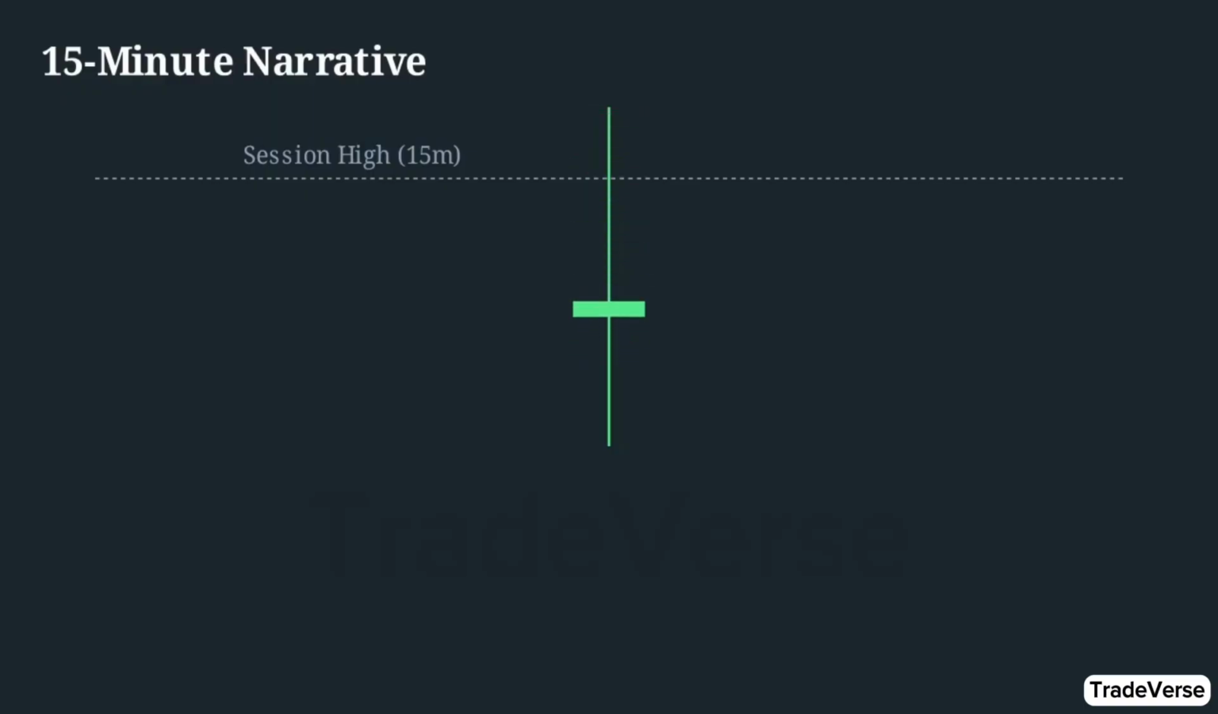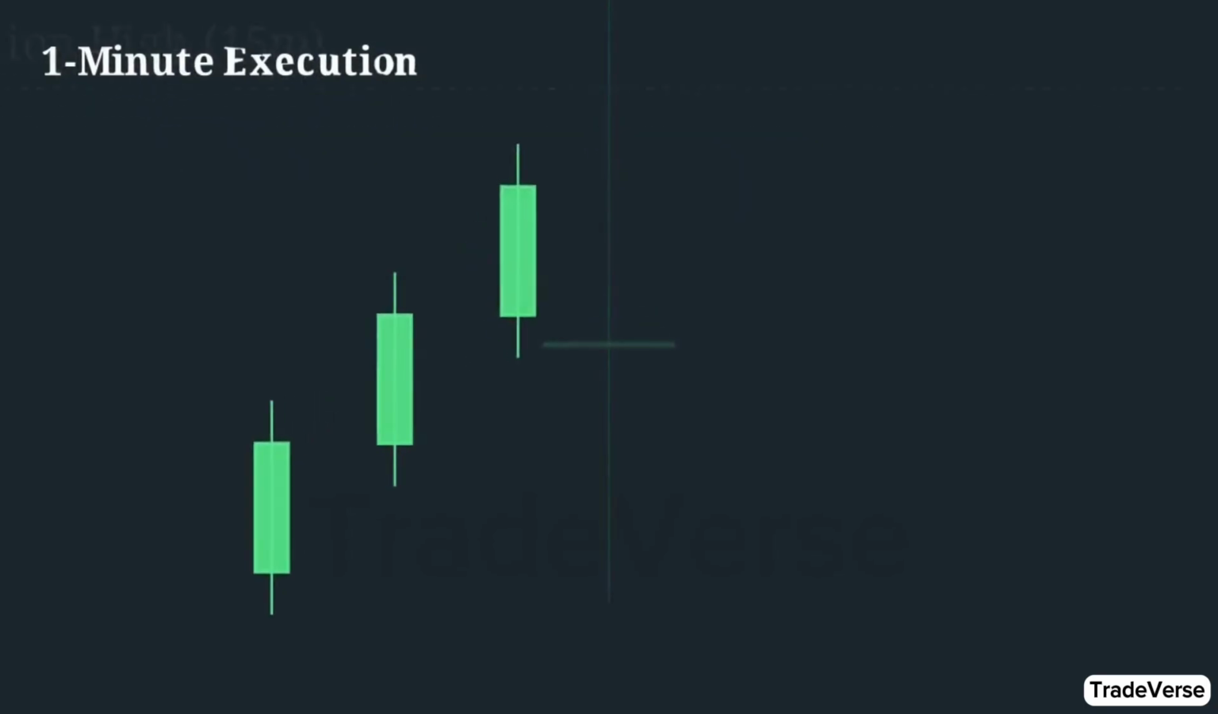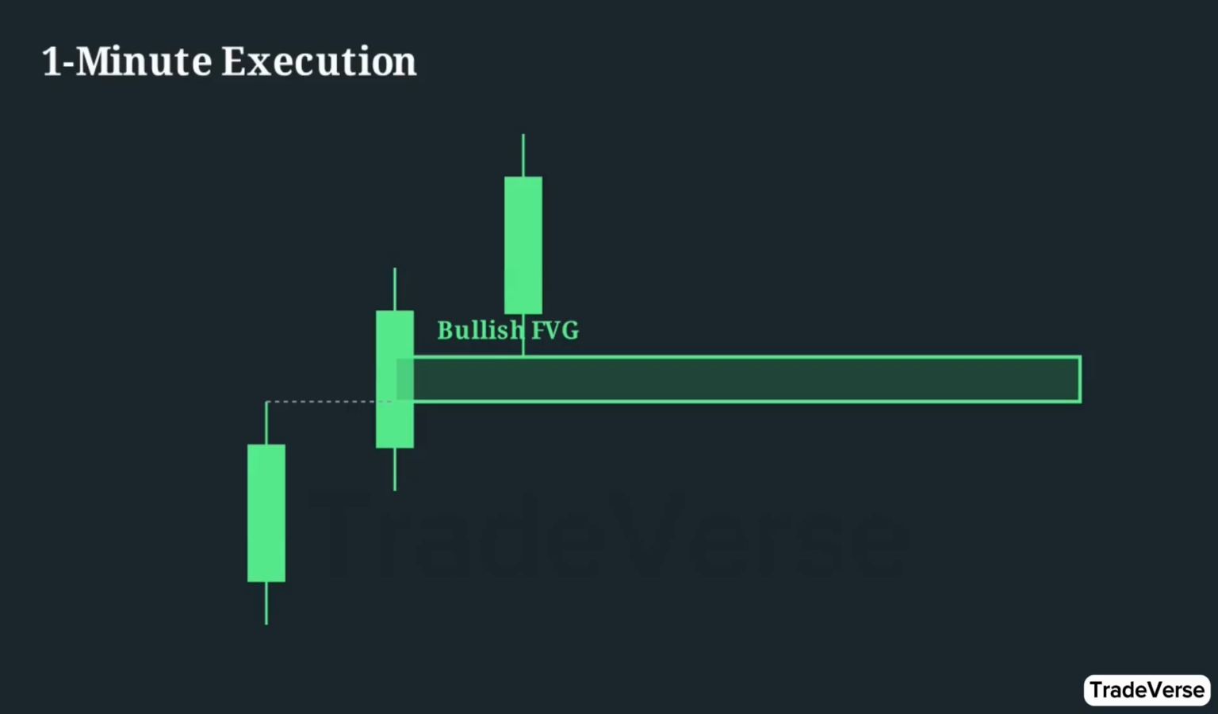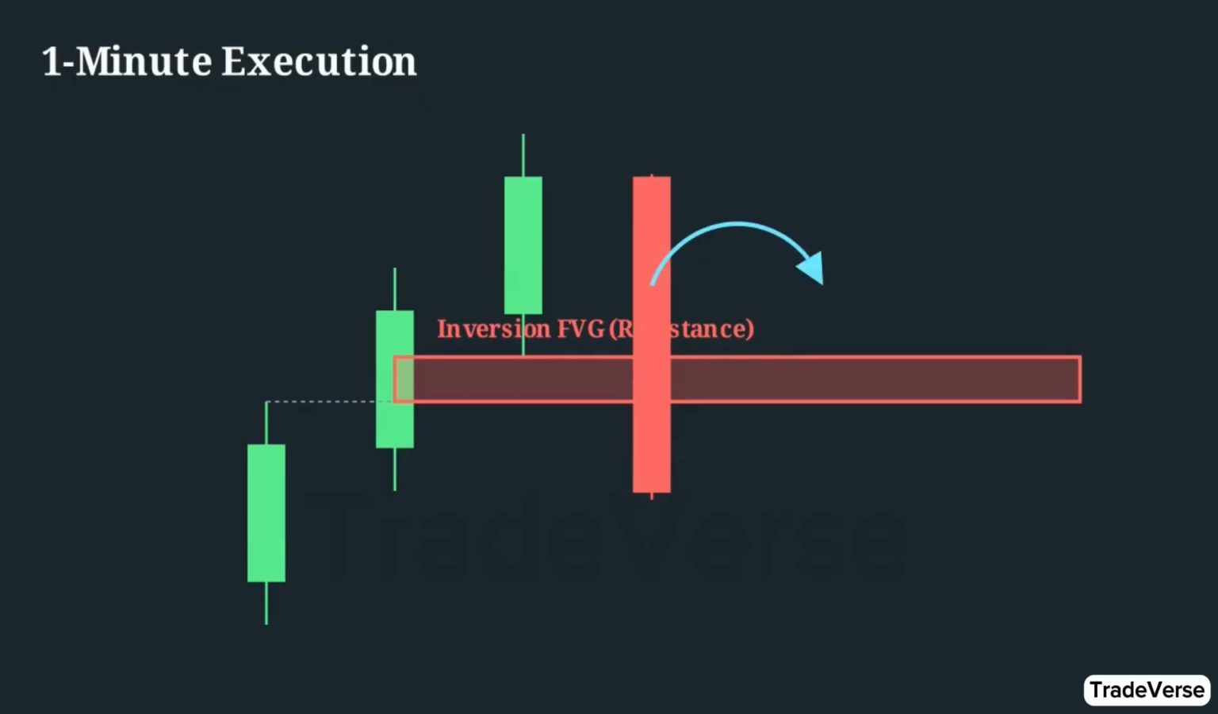Once we have that 15-minute rejection, immediately drop down to the 1-minute chart to hunt for microstructural evidence of a reversal. We want to see a recent bullish fair value gap broken to the downside, transforming into an inversion fair value gap. By violating that bullish gap, this newly formed zone flips its purpose. What was once support now acts as a hard resistance ceiling for future price action.